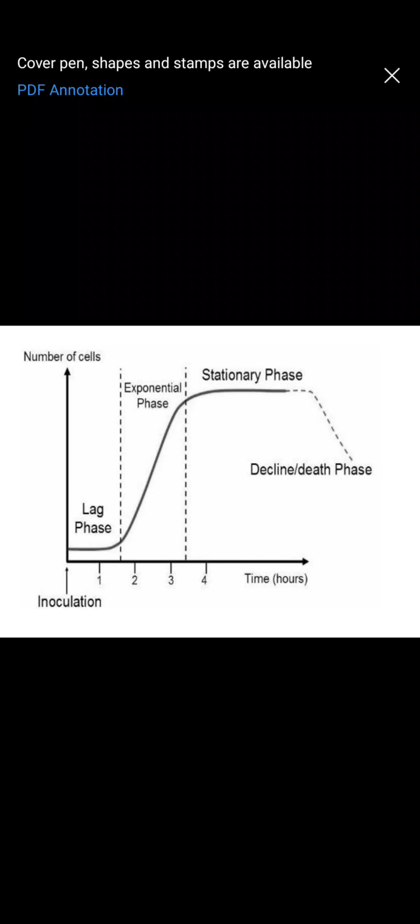So these are the reasons why the organism is not increasing in number. One, it is getting adjusted to the new environment. Second, it's repairing itself if there is damage that has been caused. And the third one is, it is synthesizing the components that are required for the growth. That's why it is called a lag phase, because it is lagging, there is no increase in number of cells.